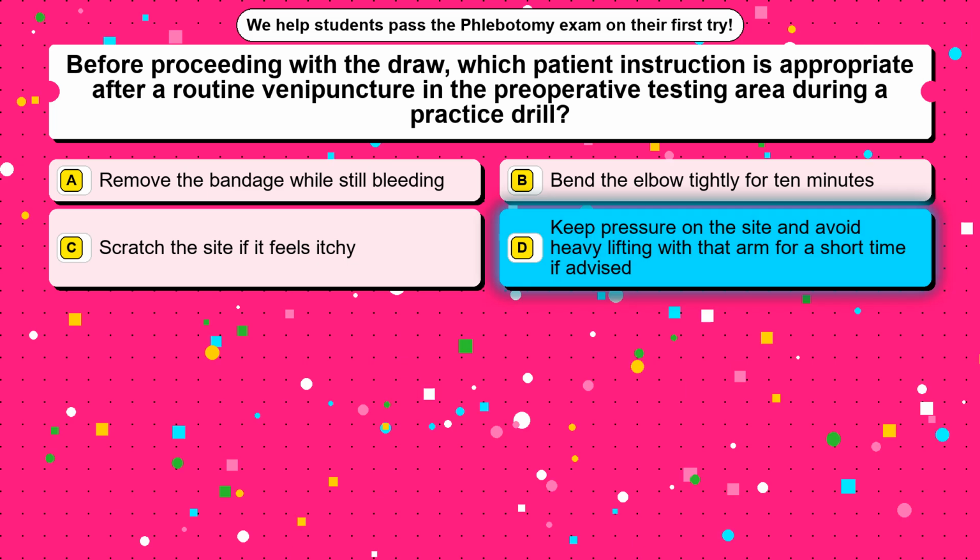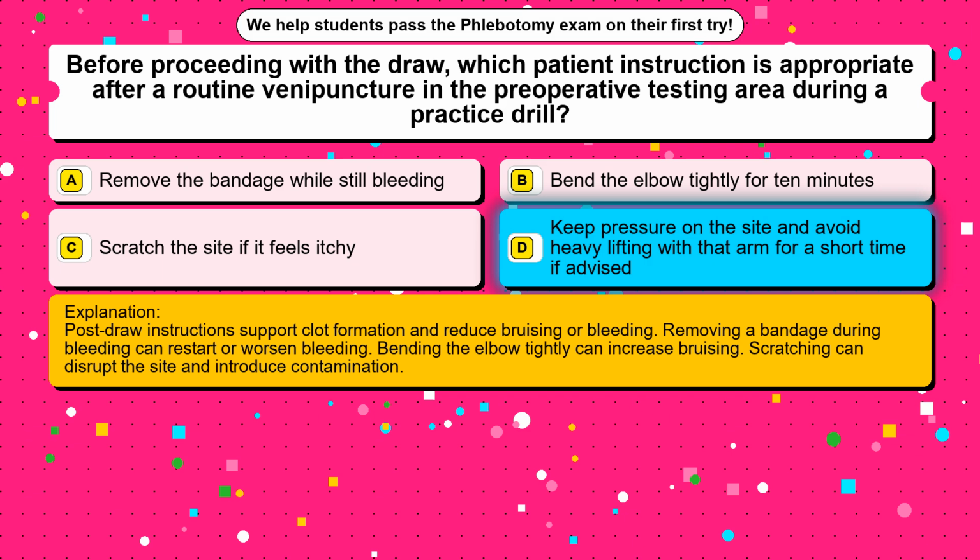The correct answer is option D. Keep pressure on the site and avoid heavy lifting with that arm for a short time if advised. Post-draw instructions support clot formation and reduce bruising or bleeding. Removing a bandage during bleeding can restart or worsen bleeding. Bending the elbow tightly can increase bruising. Scratching can disrupt the site and introduce contamination.